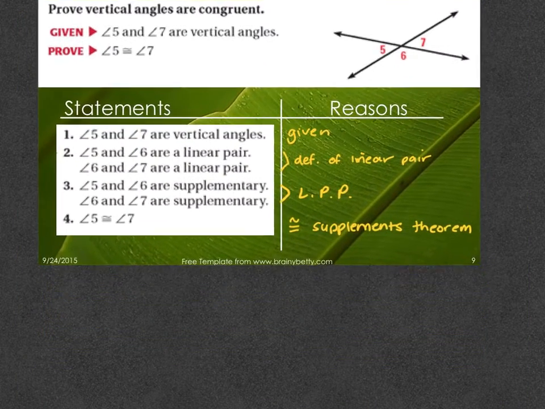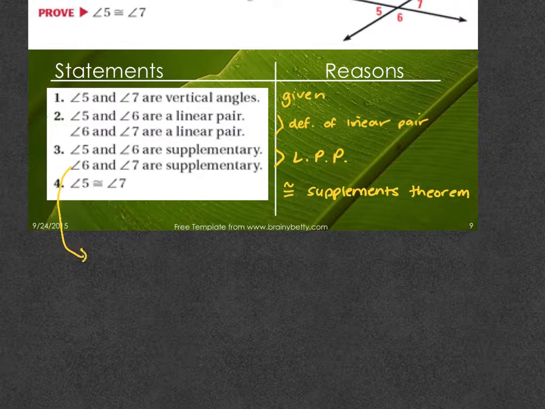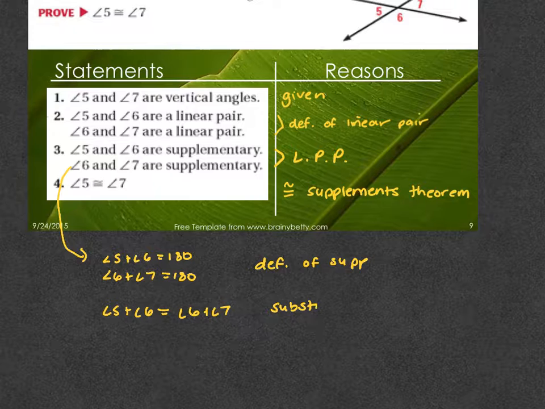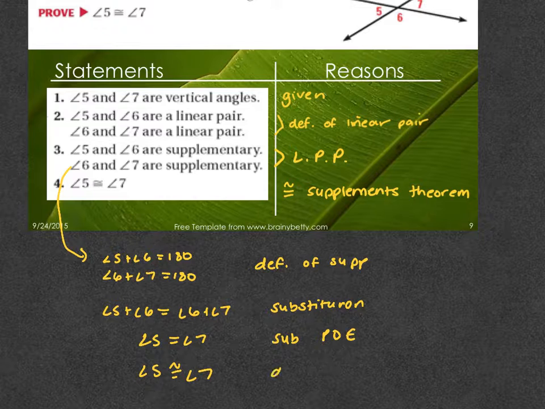Now, if this was open-ended, then I could have gone from 3 and said angle 5 plus angle 6 equals 180. Angle 6 plus angle 7 equals 180. And that would be the definition of supplementary. Then I could have said angle 5 plus angle 6 equals angle 6 plus angle 7. And that's substitution. And then I could say angle 5 equals angle 7, subtraction property of equality, angle 5 congruent to angle 7, definition of congruence.